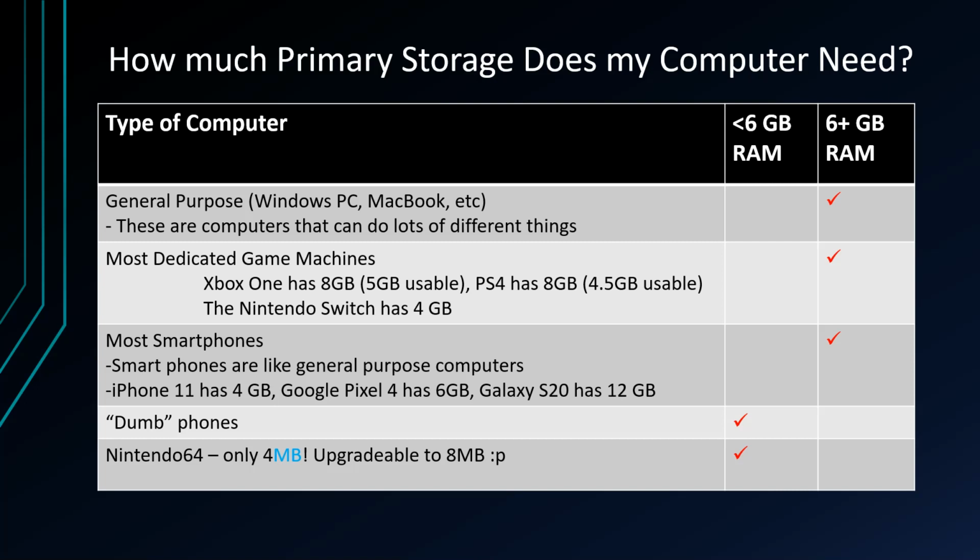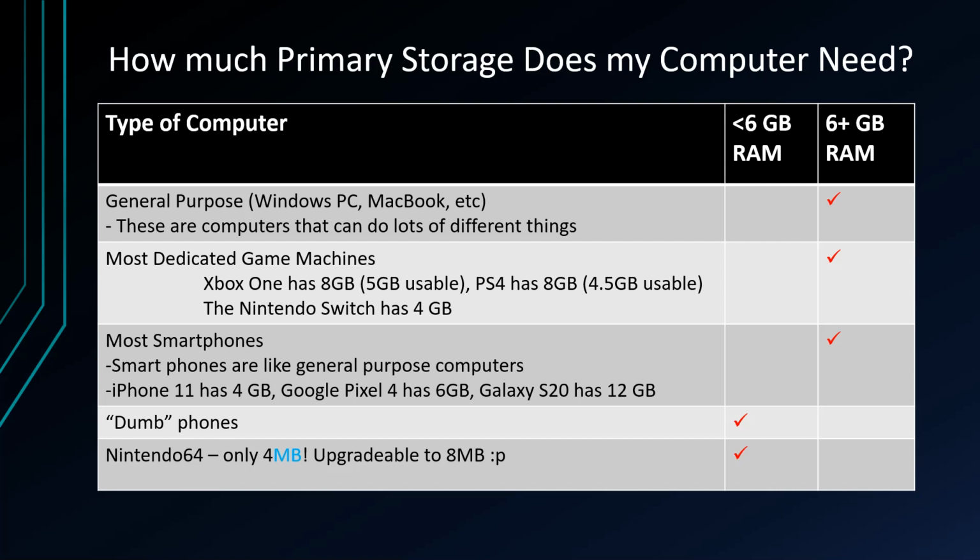Some other examples that you might recognize. Most dedicated game machines have quite a bit of memory. So the Xbox One has 8 gigabytes of memory, but only 5 gigabytes of it is usable by you as the user. The other 3 gigabytes are consumed by the actual operating system. PS4 is very similar. It has 8 gigabytes, but only 4.5 of those gigabytes are actually usable by the user. The Nintendo Switch only has 4 gigabytes. It doesn't really need any more because it doesn't push the graphics that the other ones do.